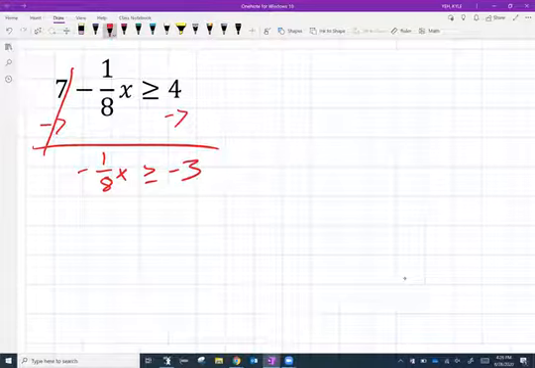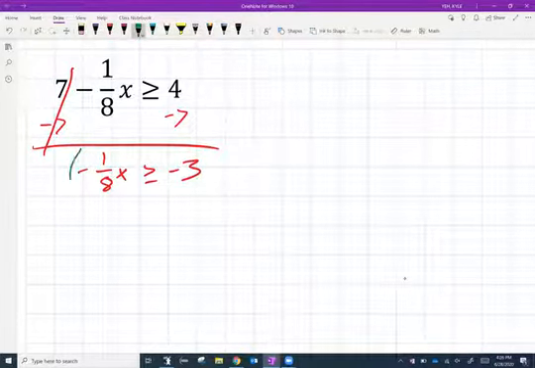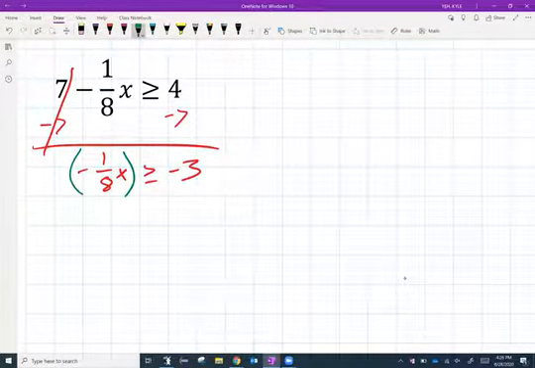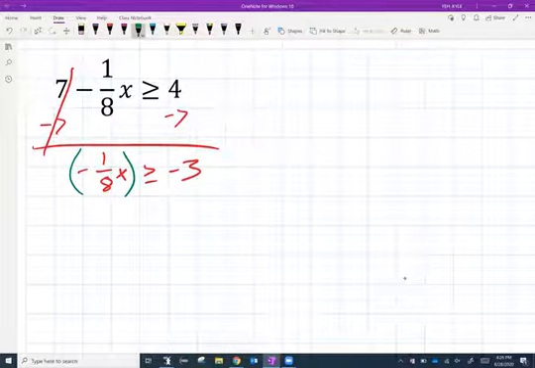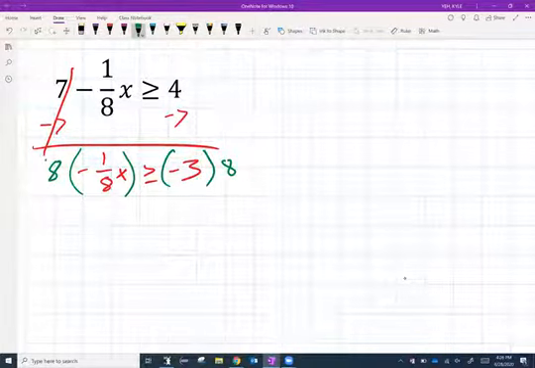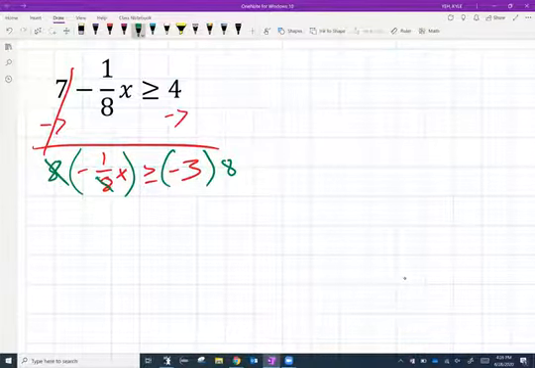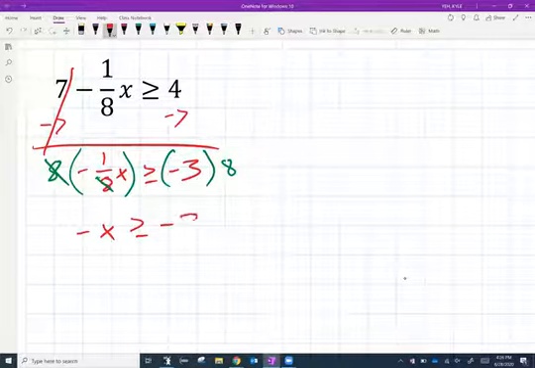Or I'll demonstrate this other way. I could multiply by something. I could just multiply by the denominator. I could multiply both sides by 8, because then on the left, this 8 I'm multiplying by will cancel with the denominator. And we get negative 1x. I'm just going to write that negative x. It's that invisible 1. Is greater than or equal to negative 24.